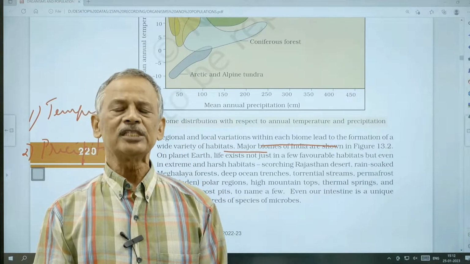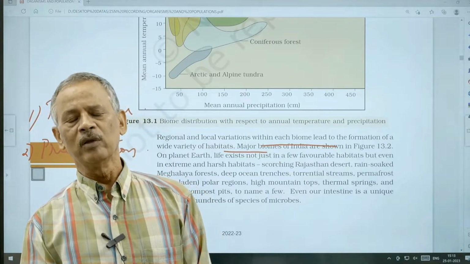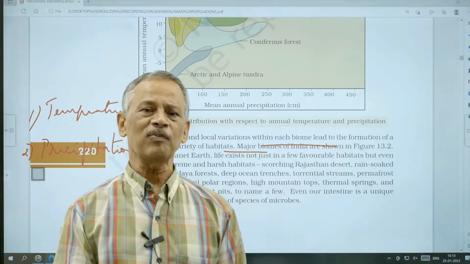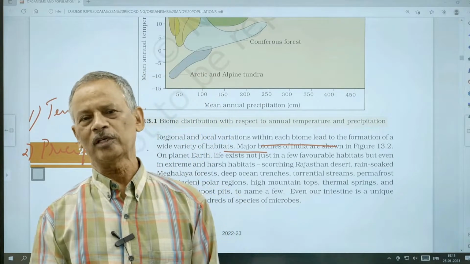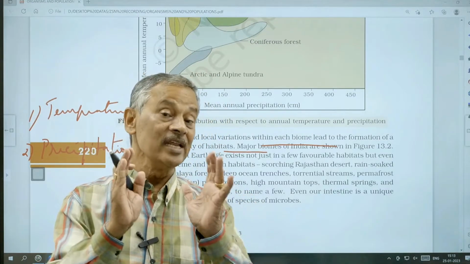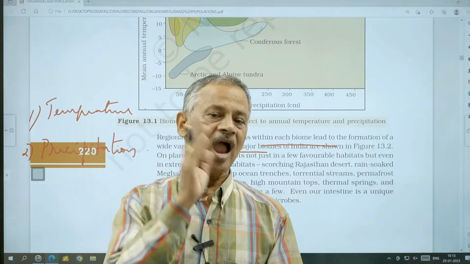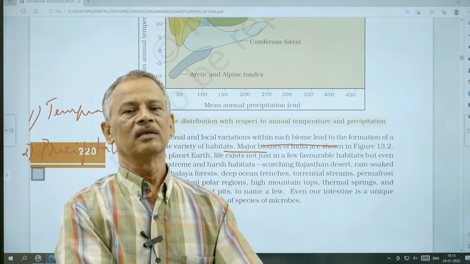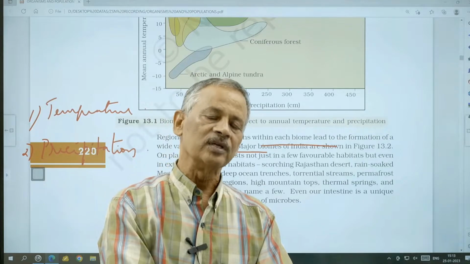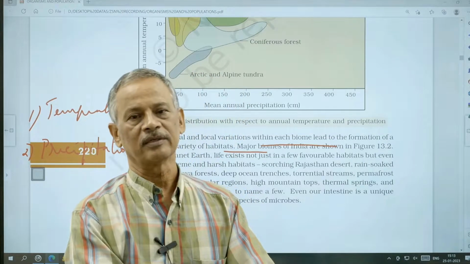Each organism will prefer to live in a particular type of conditions, in a particular type of habitat, in a particular type of situation, which is ideal for its activities, ideal for its survival. That address, the place where an organism normally lives, is called its habitat.